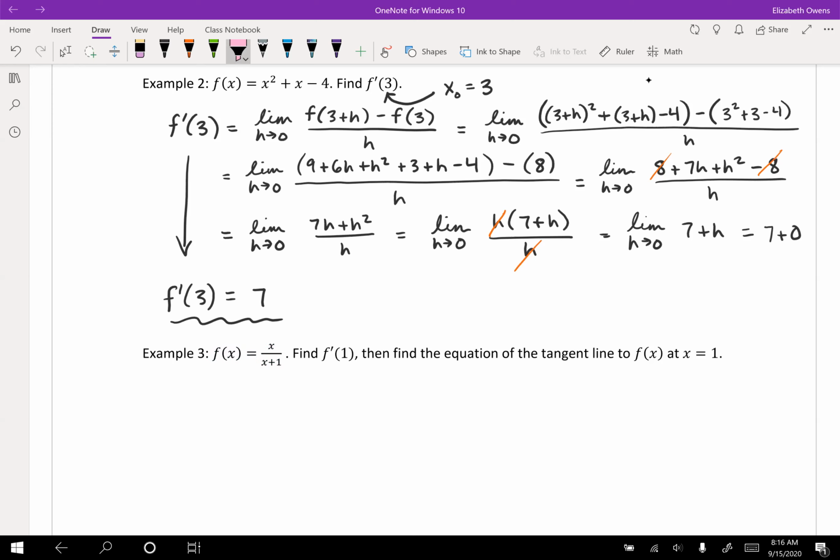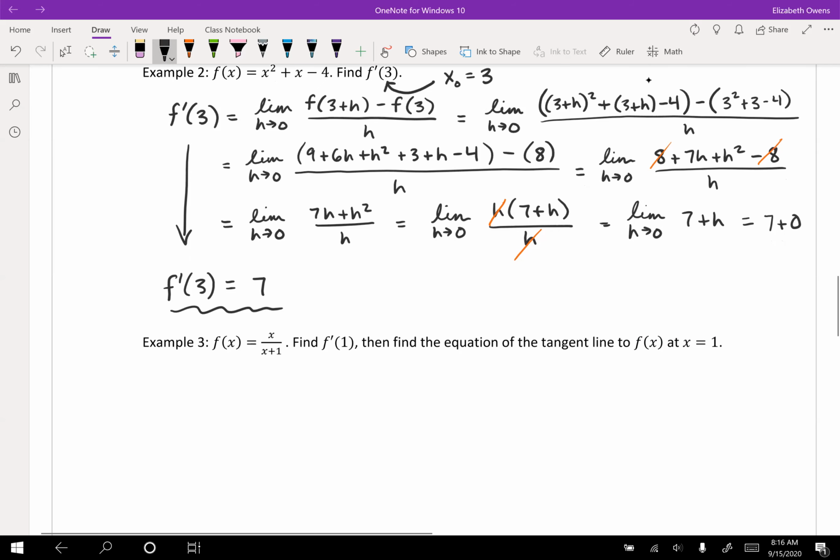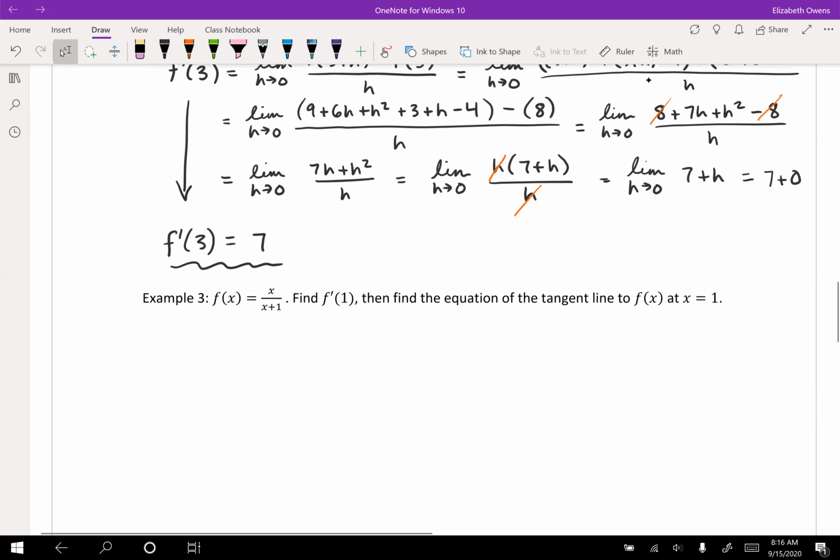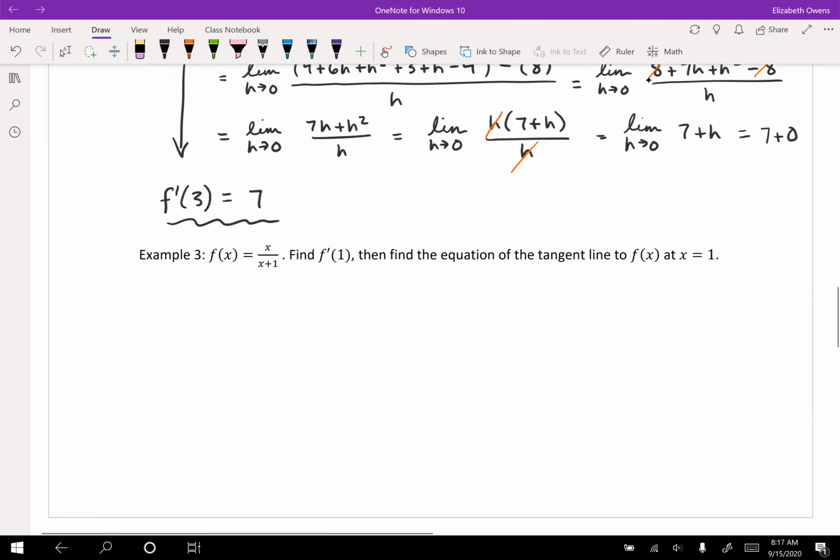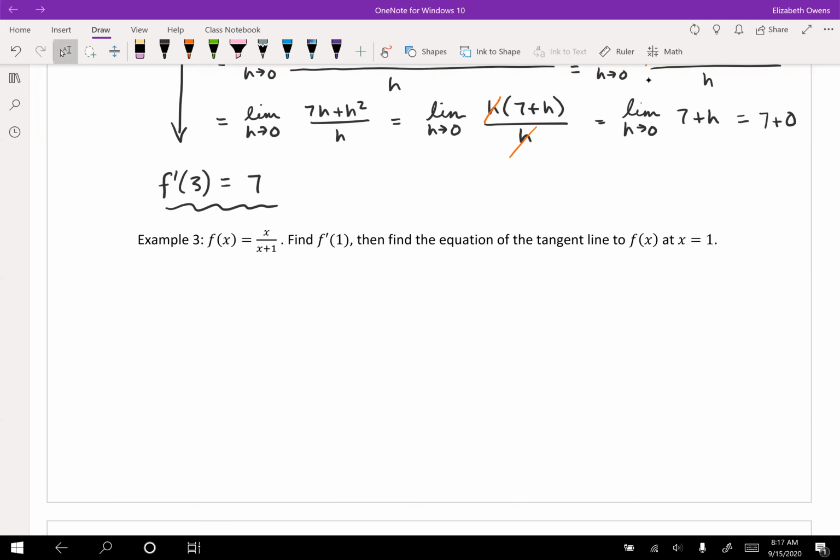We are going to find the derivative, find f prime of 1. And then we're going to find the equation of the tangent line to f of x at x equals 1. Okay, so a bit of a multi-step problem here, but we'll see how it ties together. So the very first thing we're told to do is to find f prime of 1. So we're going to use our definition of the derivative at a point.